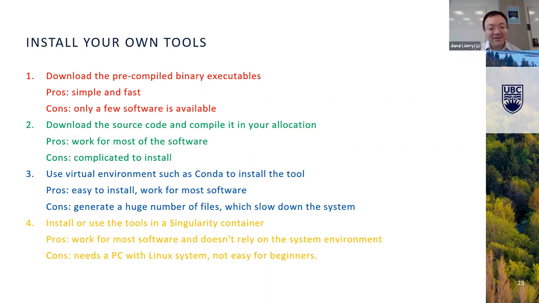And the fourth method: install or use the tools in a Singularity container, the capsule. It also works for most software and it doesn't rely on the system environment. It doesn't matter whether the wall is pink or white or black even. It can even work in different Linux distributions. For example, if you have a container, it works in Ubuntu, it works in Red Hat, it works in CentOS, because it doesn't rely on the higher level of the operating system in the system.